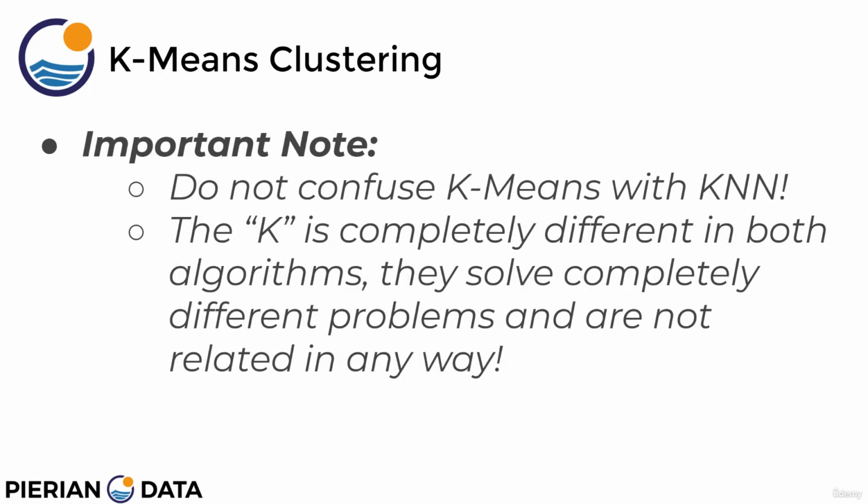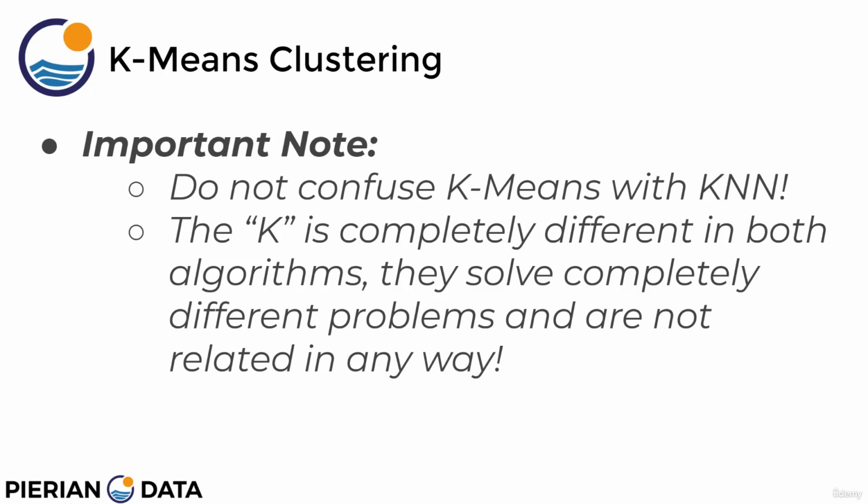Now, a quick important note is to be careful not to confuse k-means with KNN. I know they both have k in their name, but they're pretty much completely different algorithms, and they solve completely different problems and are really not related in any way. So k-means is an unsupervised clustering algorithm. K-nearest neighbors is a supervised classification algorithm, or also can be used for regression. But the k is totally different in both of them, and they're really just not related at all.